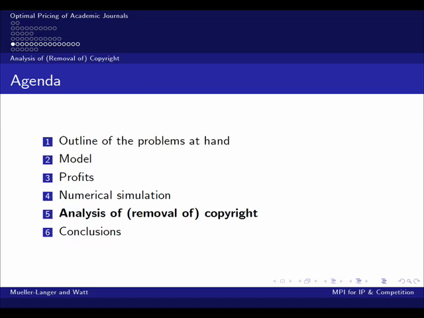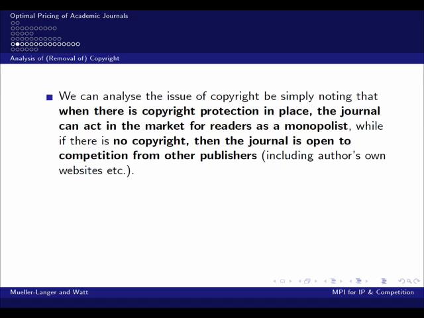Now, we haven't talked about copyright or the removal of copyright that are suggested in the introduction so far, and this is what we will do now. First, let's think that the model that we've analyzed before corresponds to a situation in which copyright protection is in place. So the journal can act as a monopolist. And what we do now is, if there's no copyright, so if we abolish copyright as suggested by Stephen Chauvel, then the journal would be open to other publishers and would also be open to the competition from our own website. We could put our papers on our own websites, as I said, and so on.